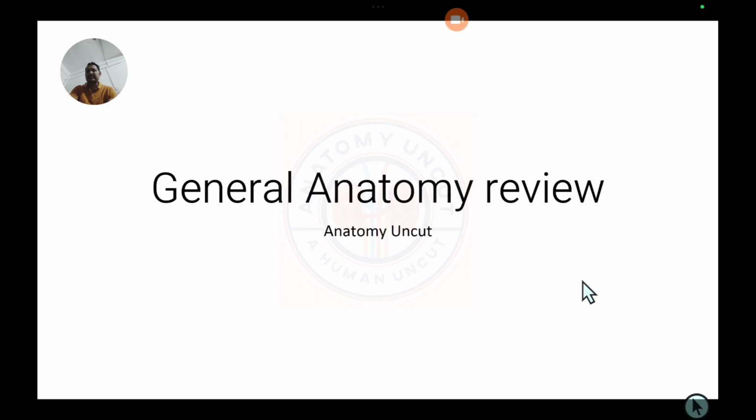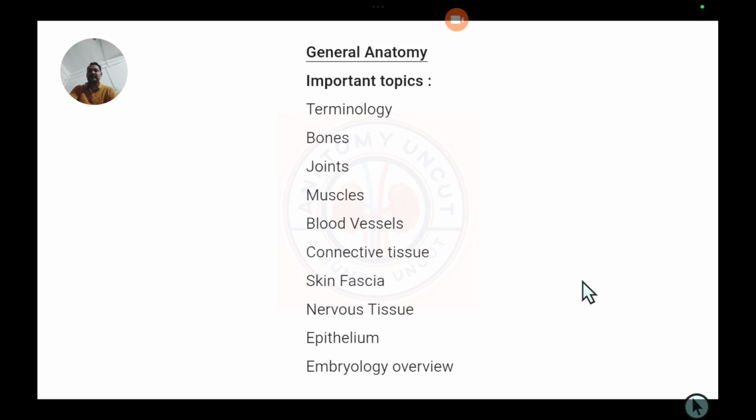The general anatomy that will help you to build the confidence to read the subject of anatomy. In part 1 we have seen the general anatomy basics, terminologies, the bone, the joints, the muscle, and the rest of the things we are going to discuss in this part 2.